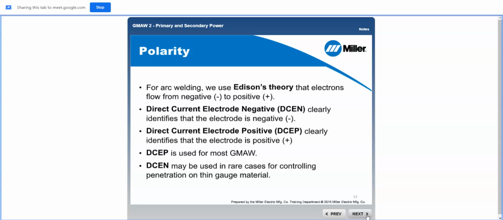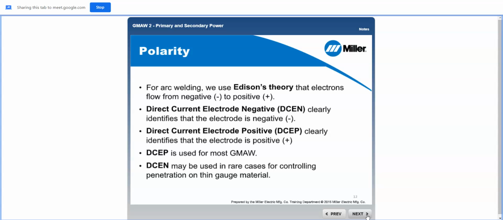Polarity. For arc welding, we use Edison's theory that electrons flow from negative to positive. Direct current electrode negative, DCEN, clearly identifies that the electrode is negative. Direct current electrode positive, DCEP, clearly identifies that the electrode is positive. DCEP is used for most GMAW. DCEN may be used in rare cases for controlling penetration on thin gauge material.